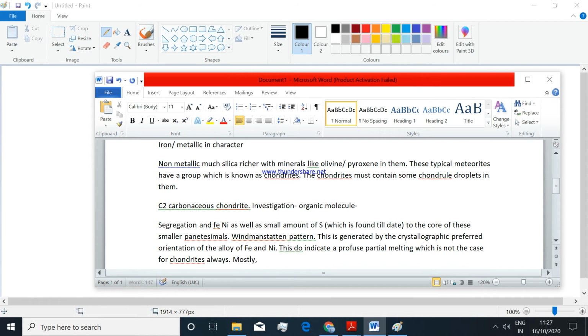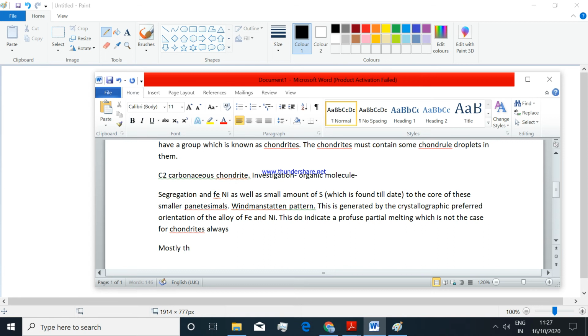Mostly the chondrites are the mantle parts which contain olivine and other silicates separated from the core fraction of pre-existing planetesimals. Okay.